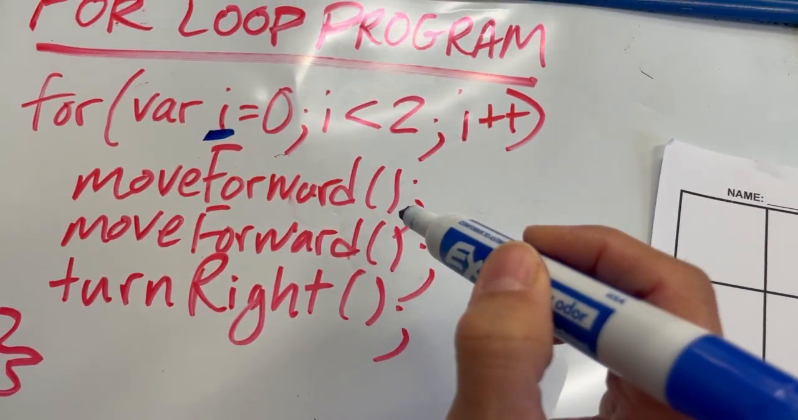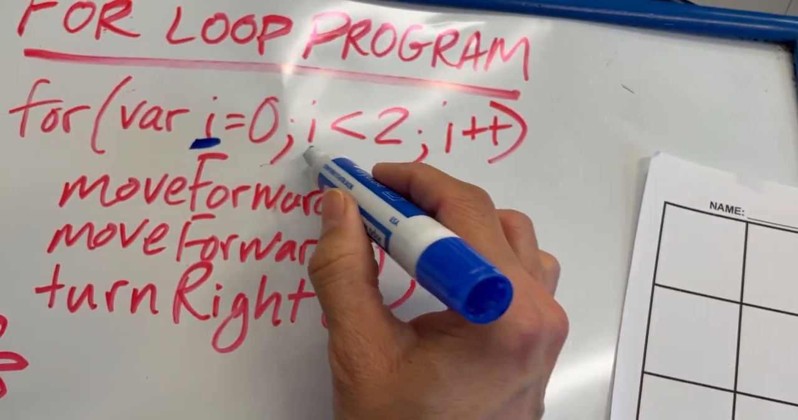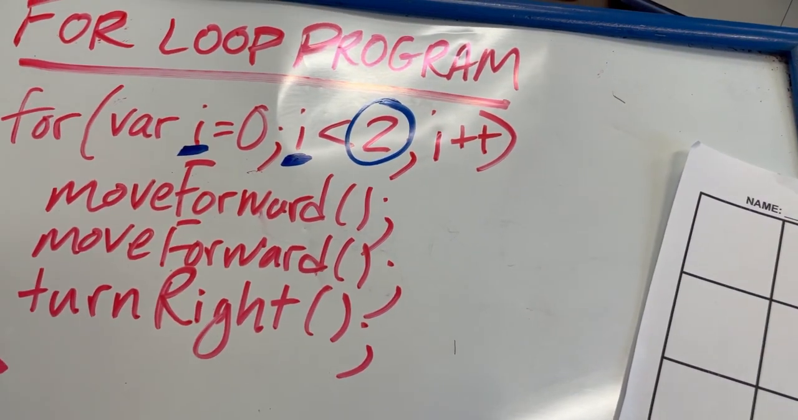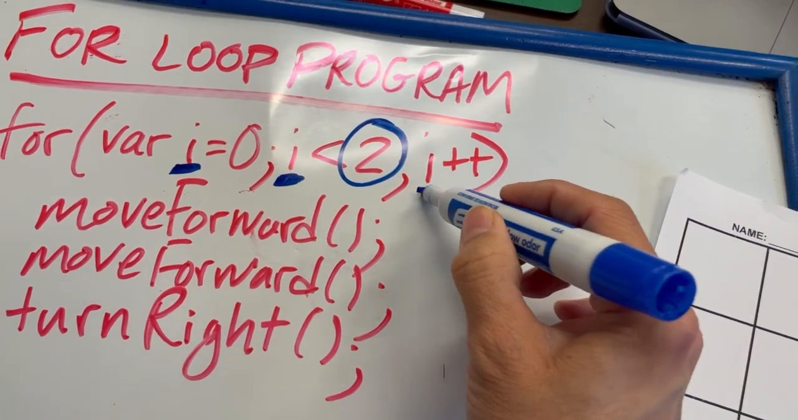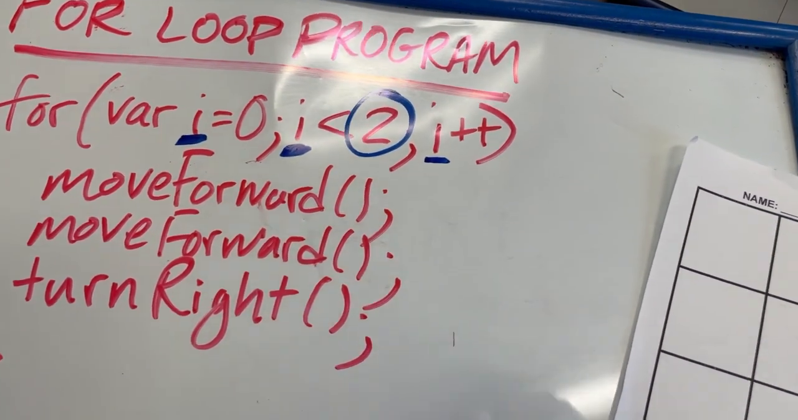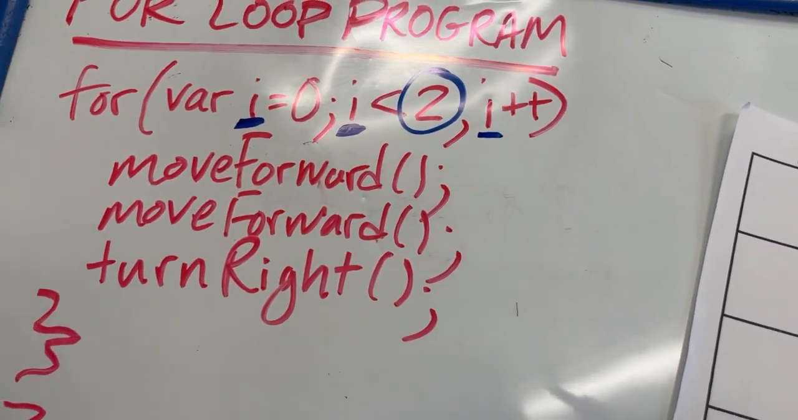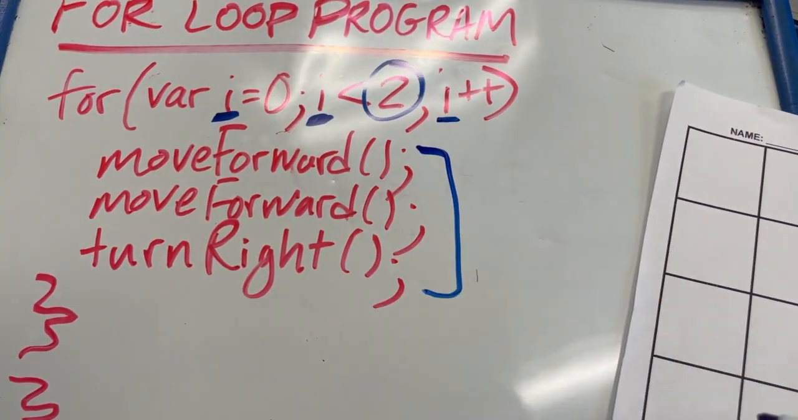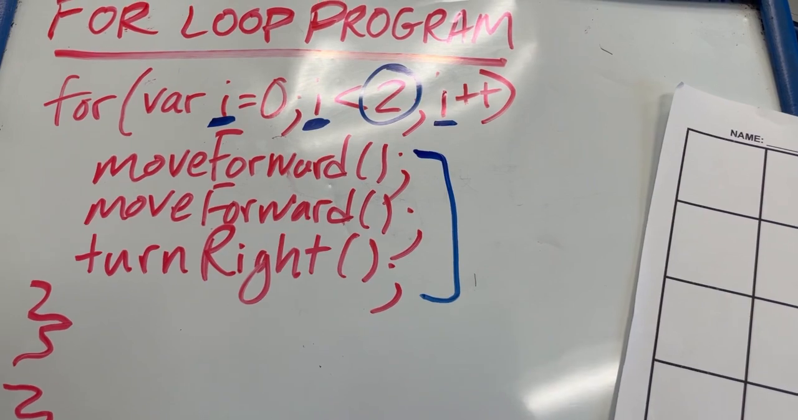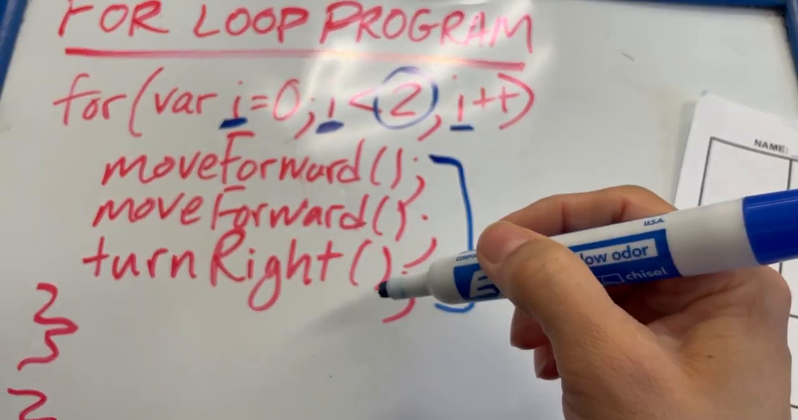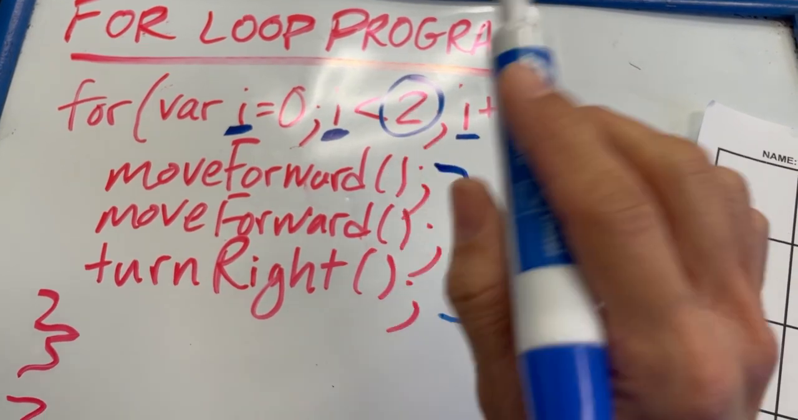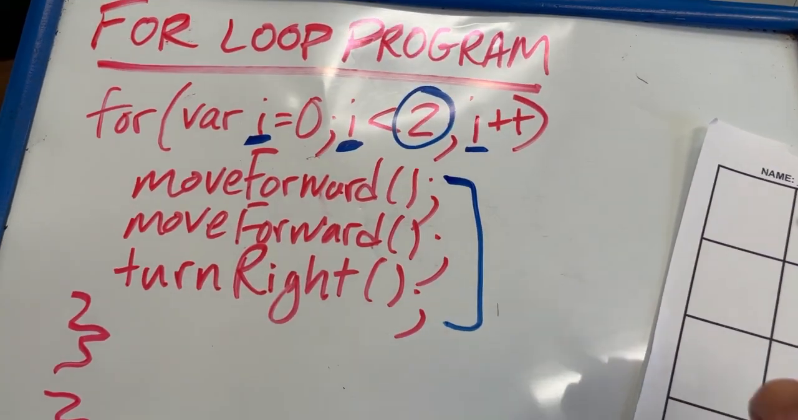So i is equal to 0, just like steps was equal to 0. i is less than 2. Remember, this is generally going to be the number of rounds. And then i++ is like steps++. It's increasing by 1 every time we do a round. Inside of the program are the actions that we're actually going to complete every single round. So forward, forward, right is 1 round. And remember, we saw that there's a 2 here, so that means we're going to do 2 of the rounds.